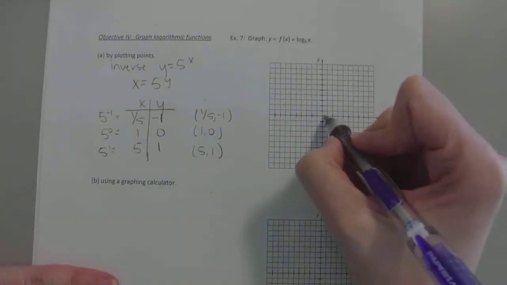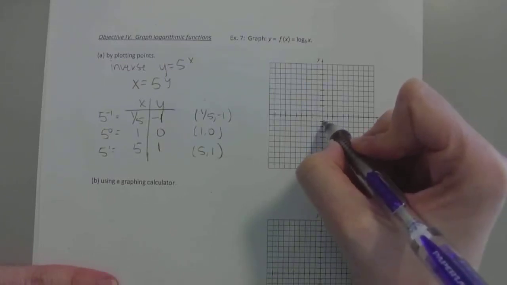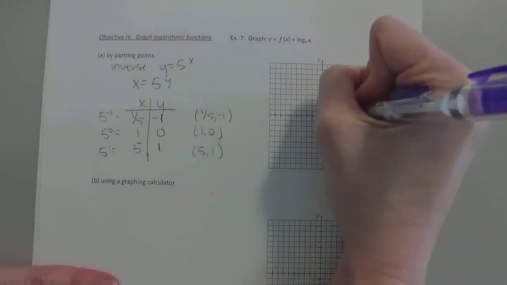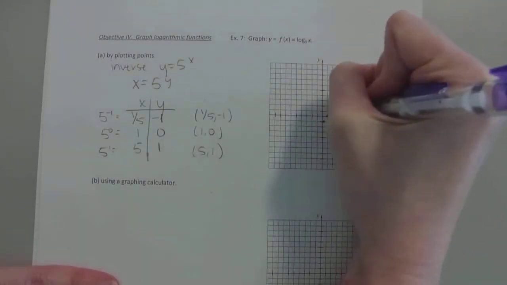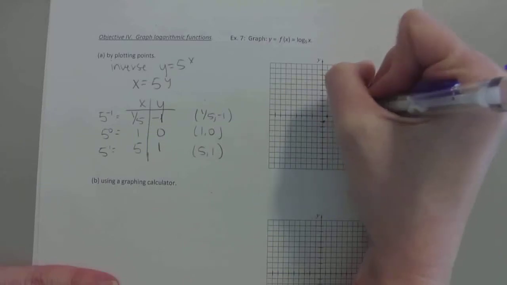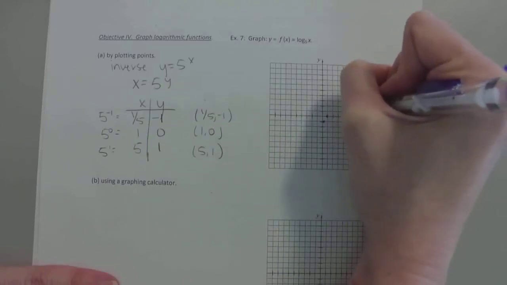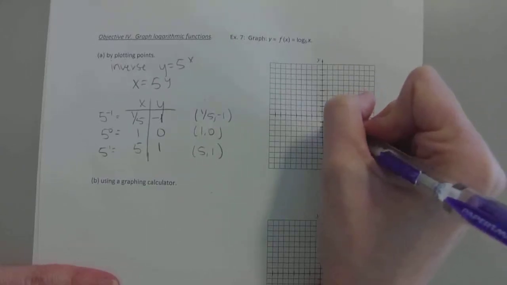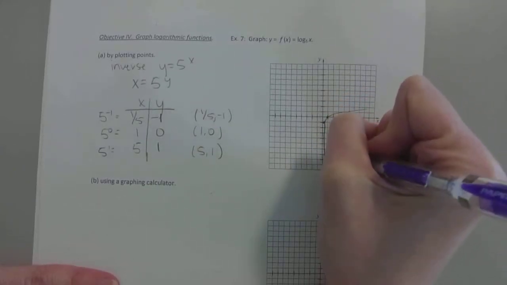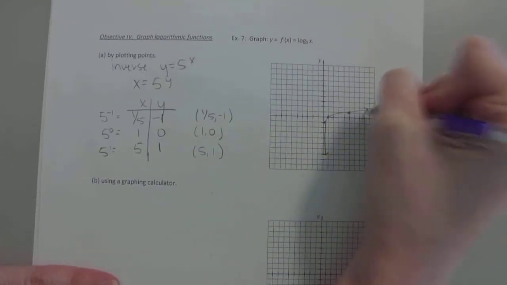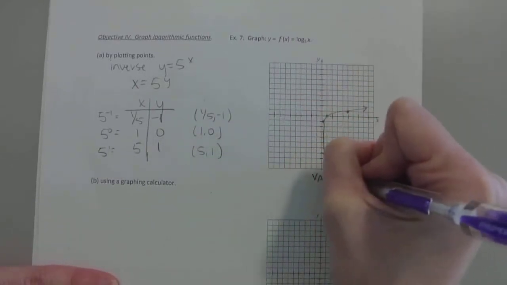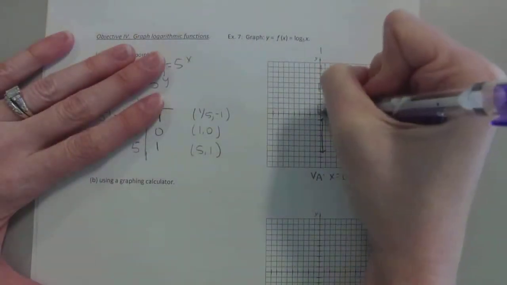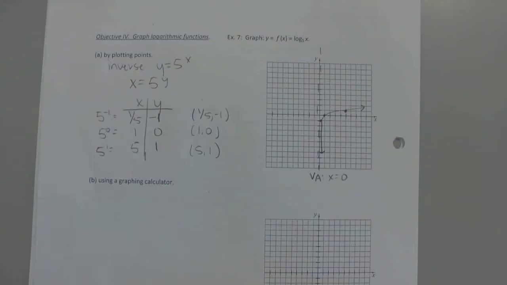So 1/5 means we've barely moved over at all. So we're really close to the y-axis, but we're going down to -1. So it's just barely moved at all right here. And then 1, 0 is right here. And then we're going to 5, 1, so we go over 2, 3, 4, 5, and then up 1. Okay? So again, it's the curve, and what you're going to notice is now instead of the x-axis being our horizontal asymptote, our y-axis is going to be our vertical asymptote, right? We're not going to go past this.